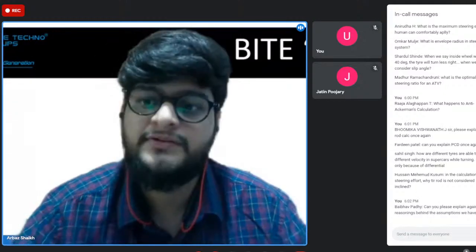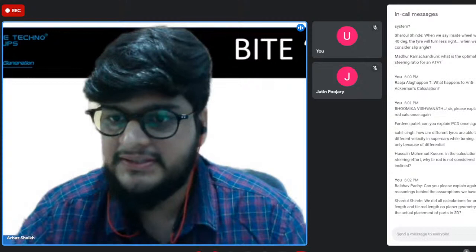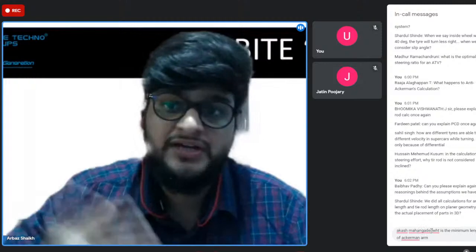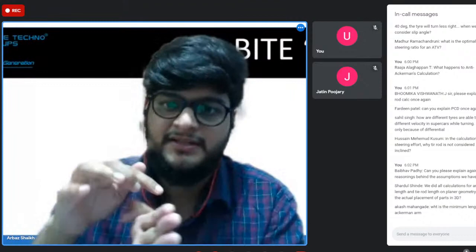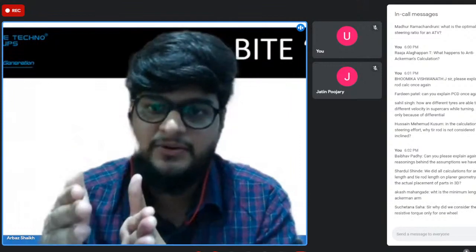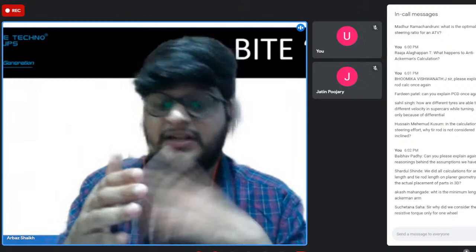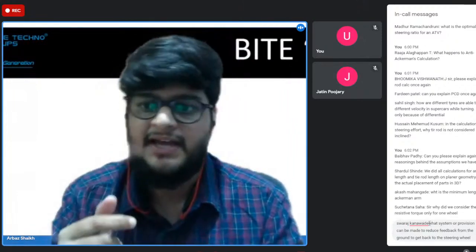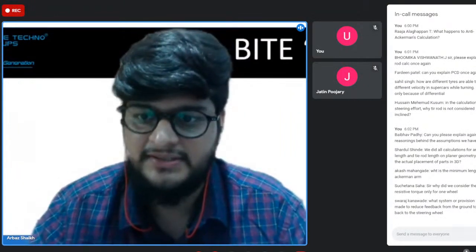Sahil is asking how different tires are able to get different velocities in a supercar while turning. Is it only because of the differential? I don't know about tires, but when you're turning, your inner wheel and outer wheel should have different velocities, right? So if these two are people going around a circle, the person in the shorter circle, with the shorter radius, will travel less than the outer person, so this should move slower and this should move quicker. So the outer wheel will have more velocity and the inner will have lower velocity, and that is what the differential does. The differential maintains the higher and the lower velocity in the outer and the inner wheel.